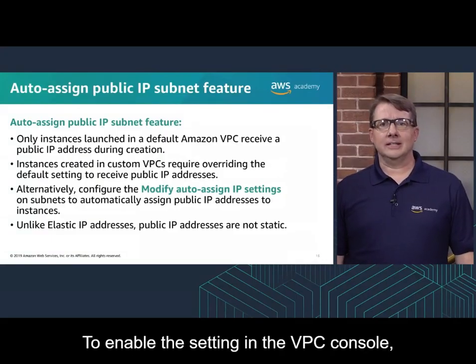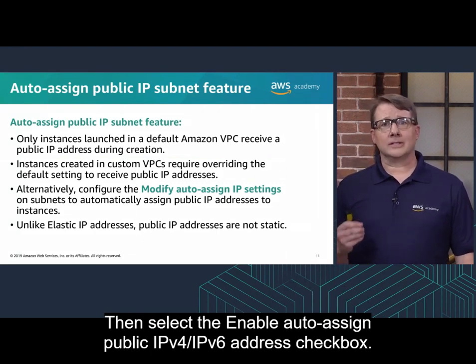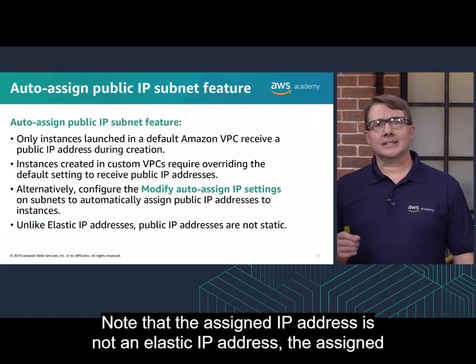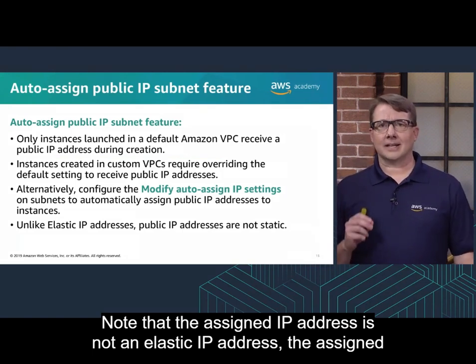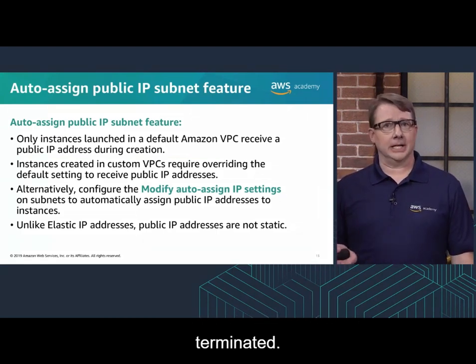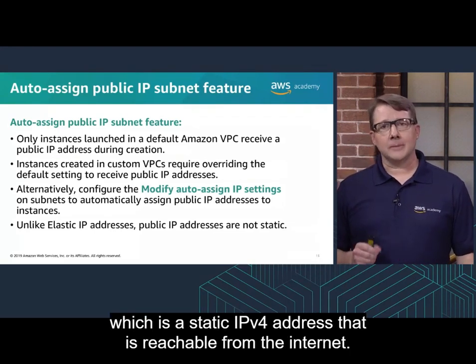To enable this setting in the VPC console, go to the Modify Auto Assign IP Settings configuration page for the subnet. Then select the Enable Auto Assign Public IPv4/IPv6 address checkbox. Note that the assigned IP address is not an elastic IP address. The assigned IP address will be released from the instance when the instance is stopped or terminated, unlike an elastic IP address, which is a static IPv4 address that is reachable from the internet.